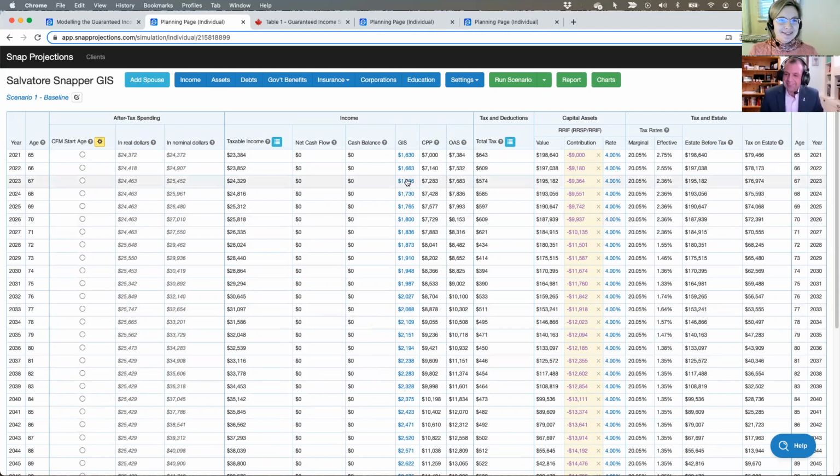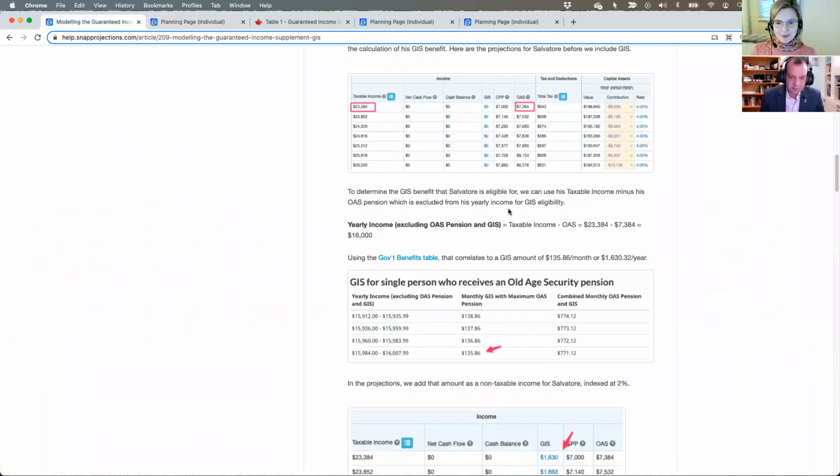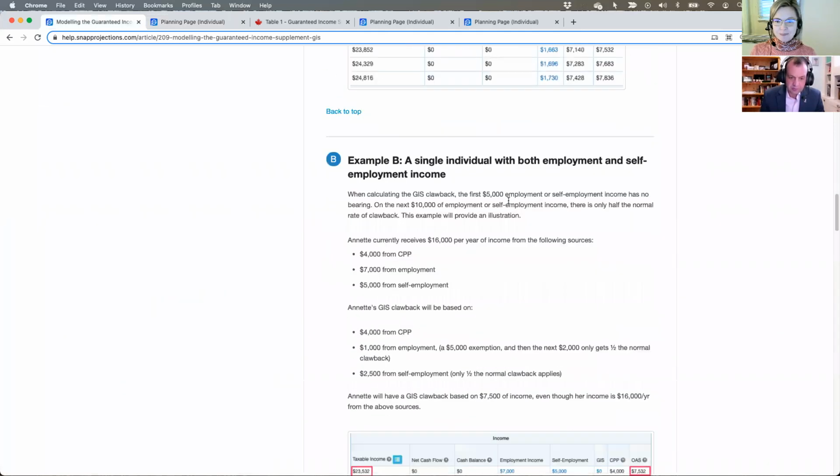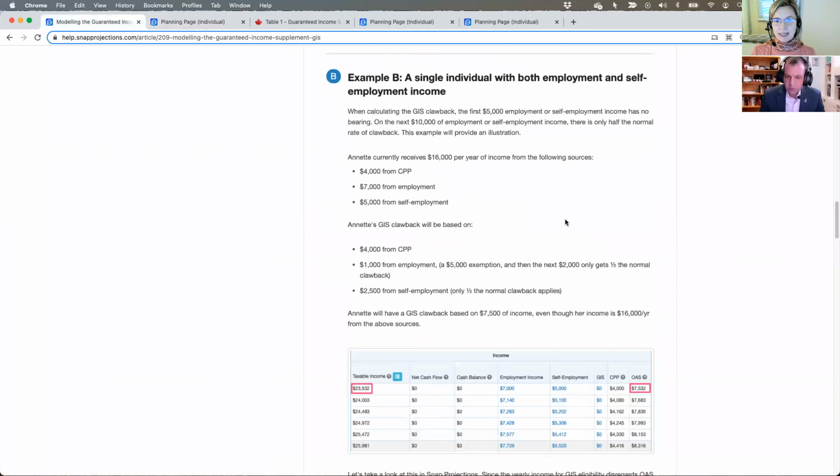Why not? All right. So for the second example, let's take a look back at the article here that's going to talk a bit about it. And what we're going to add in here is employment income and self-employment income. This is going to change the clawback. So Jason, you pointed out last time we talked, I didn't even realize this.